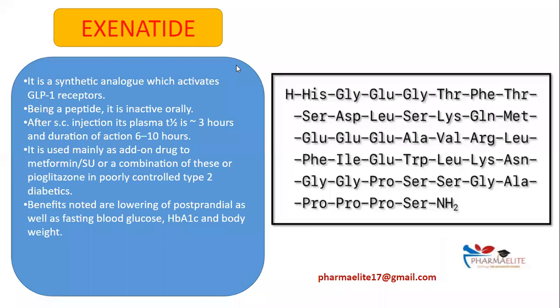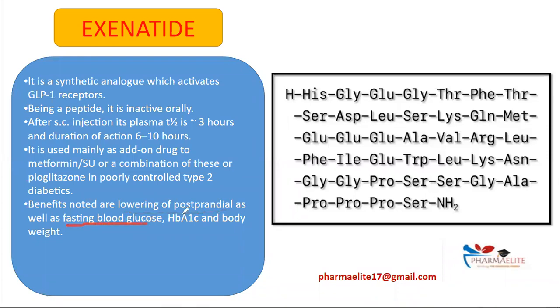The main benefit of exenatide is that it lowers postprandial as well as fasting blood glucose. Postprandial is after taking a meal, so the blood glucose level after a meal is the postprandial level, and before a meal is the fasting blood glucose level. It lowers both. It also lowers HbA1c, which is glycated hemoglobin. This test is done to find out the blood glucose levels. It also lowers the body weight.